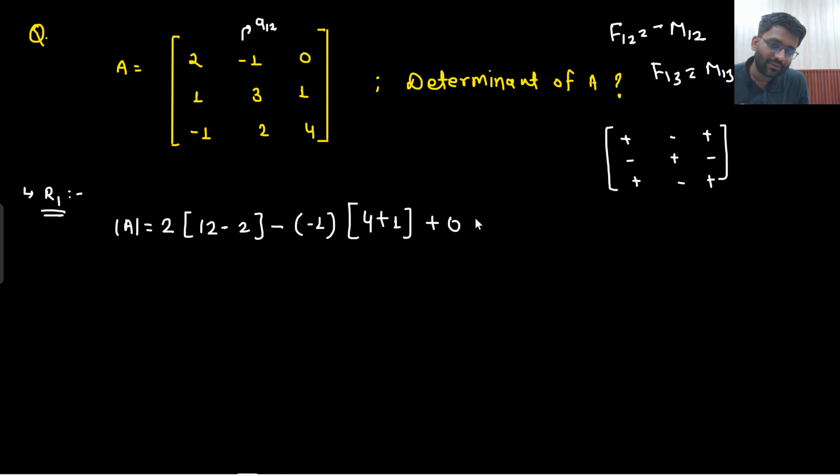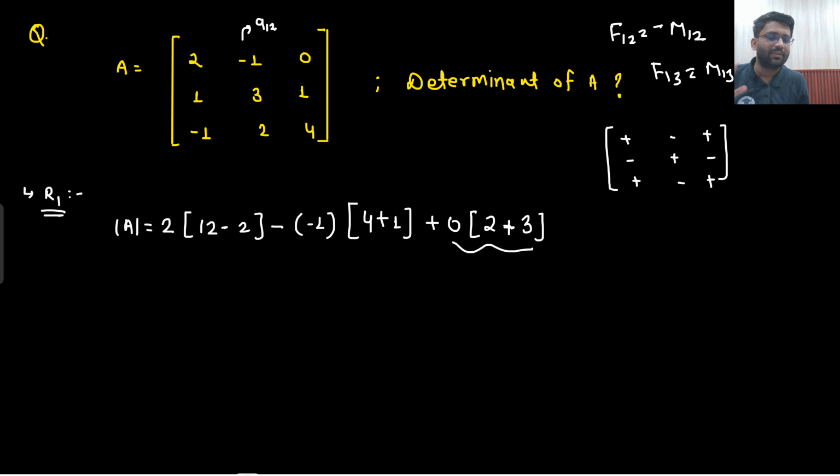Plus 0. Next value will be coming with plus. So plus 0. So this and this you need to block. So 2 into 1 minus 1 into 3. So minus 1 into 3 will be minus 3. So minus minus will become plus here. This is the answer I am getting.